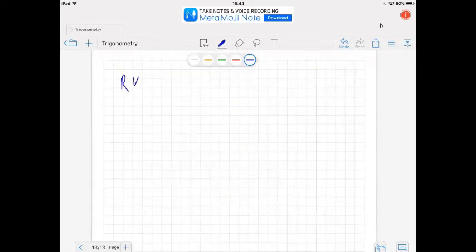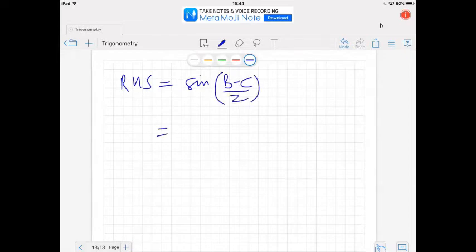So your right hand side is equal to sine of B minus C by 2. And that is what you had to prove in the very first place. So that is equal to the left hand side. So you have hence proved.